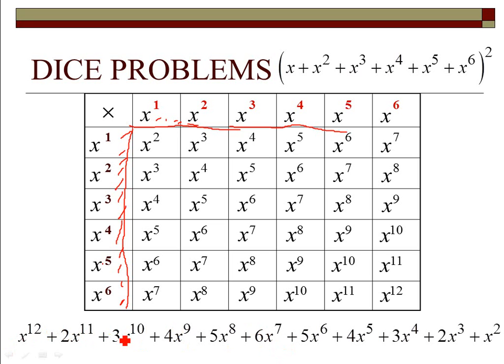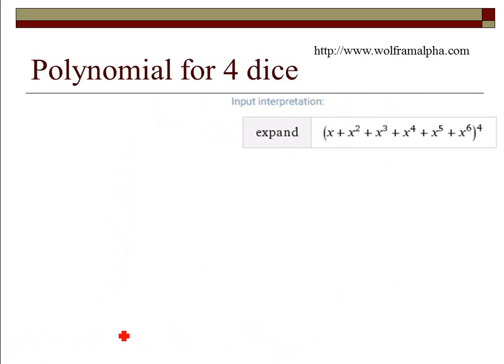Now, on the problems you're doing, most of the time they're giving you something raised to the 4th. So what I did is I went to Wolfram Alpha to be able to get the expansion. Now, I believe they did the expansion in your book.